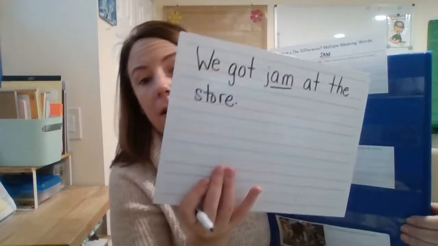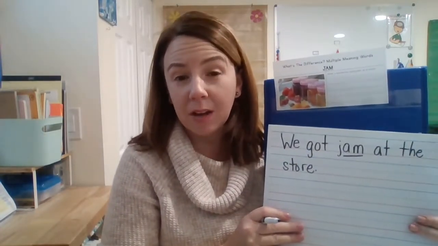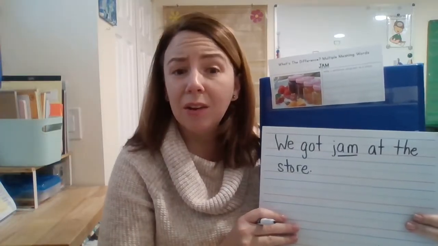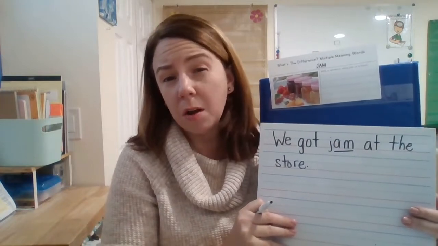Like, we got jam at the store. And I would have them underline it and explain, okay, and talk about the part of speech. Okay, so that's a noun. You can even have them color coded if you want, or have them put a box around it. I know in some grammar programs, there are some different color coding techniques that you can use. So you can certainly do that on paper or with a different color whiteboard marker.